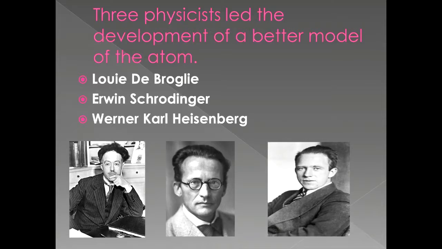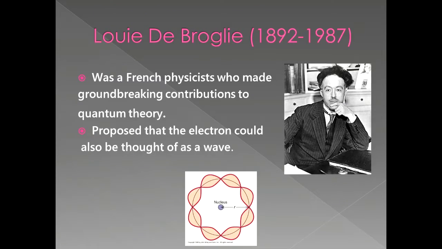Three physicists led the development of a better model of the atom: Louis de Broglie, Erwin Schrödinger, and Werner Karl Heisenberg. Louis de Broglie was a French physicist who made groundbreaking contributions to quantum theory. He proposed that the electron could also be thought of as a wave.